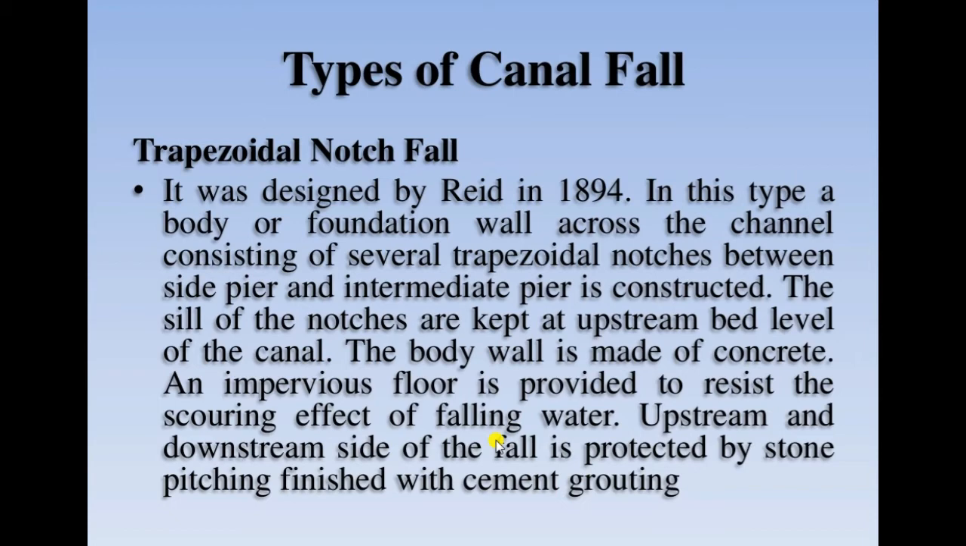Trapezoidal notch fall. It was designed by Reid in 1894. In this type, a body wall across the channel, consisting of several trapezoidal notches between side pier and intermediate pier, is constructed. The sills of the notches are kept at the upstream bed level of the canal. The body wall is made of concrete and an impervious floor is provided to resist the scouring effect of falling water. Upstream and downstream sides of the fall are protected by stone pitching finished with cement grouting.